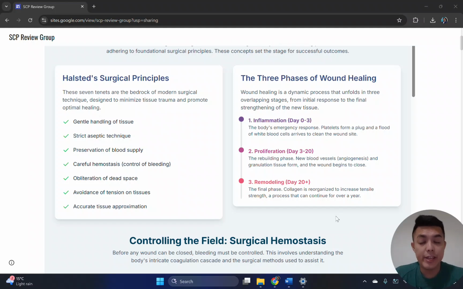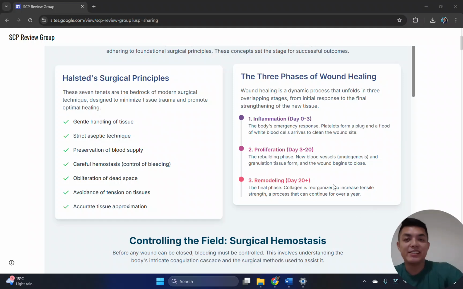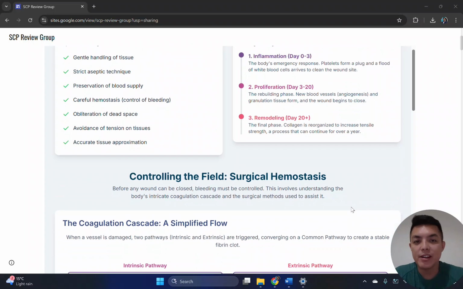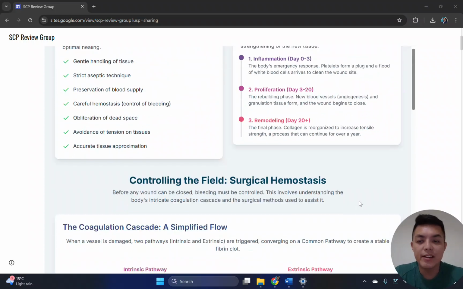Next is remodeling, day 20 plus. This is the final phase. This can go up until a year, depending on the wound, and it will have a tensile strength of just 80% of the final wound that has healed. And this is the final phase wherein collagen is remodeled to increase tensile strength. It's a process that can continue for over a year. So I hope that's clear.